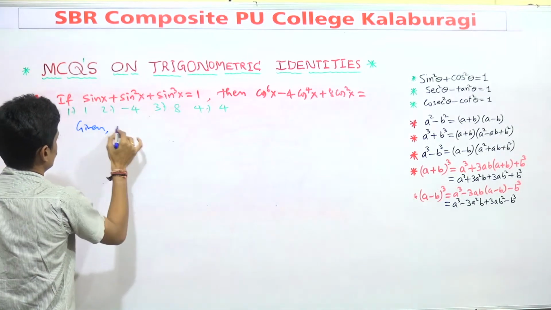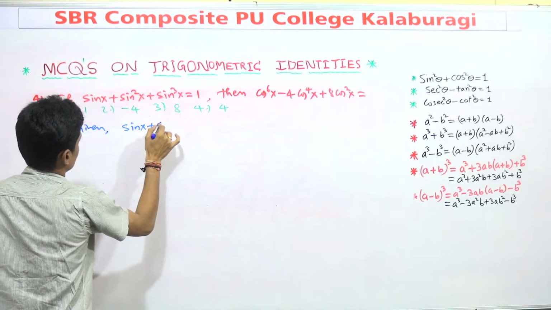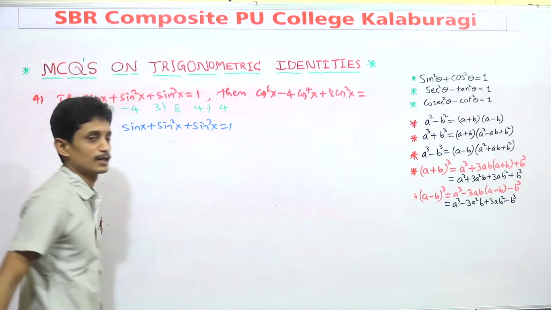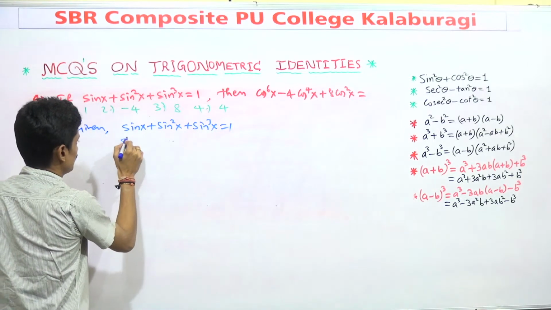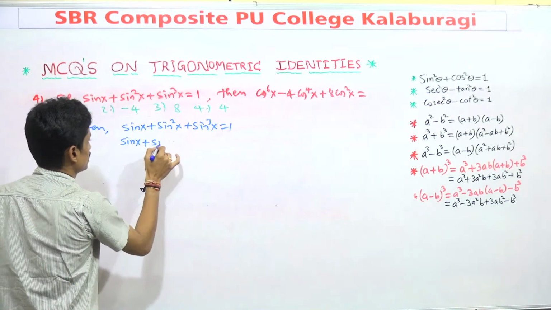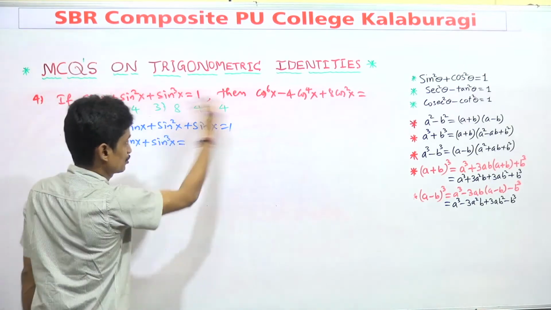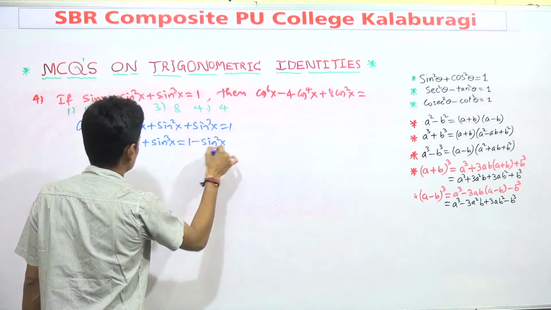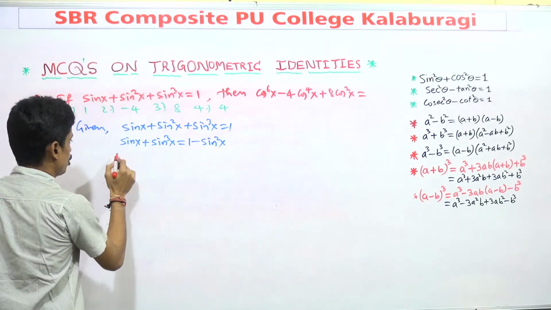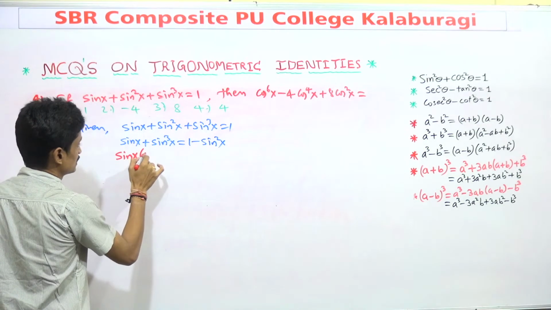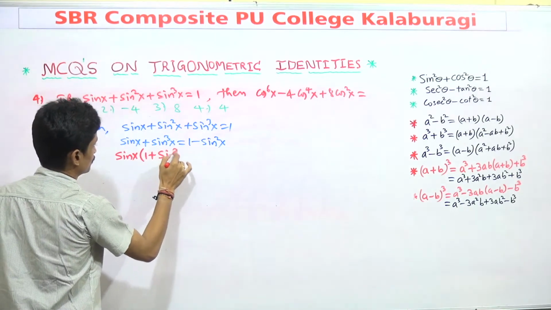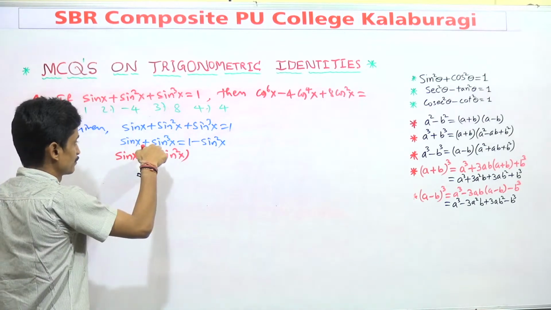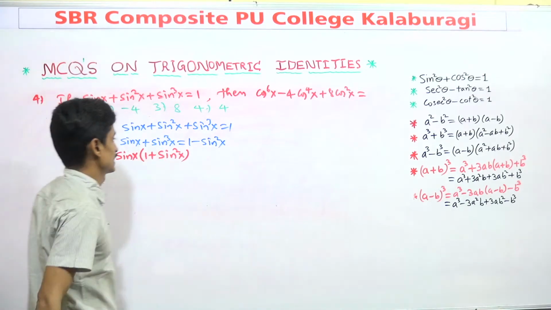Given that sin x plus sin square x plus sin cube x equal to 1. Now this sin x I will write as it is with sin cube x, and this sin square x I will transfer to the RHS side. Now it will be 1 minus sin square x. Let us take sin x common. Remains inside the bracket 1 plus sin square x, because from sin x I have taken sin x out, only 1 is left, and from sin cube x I have taken sin x, remains sin square x.